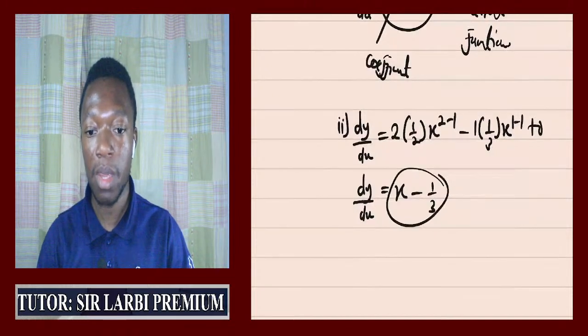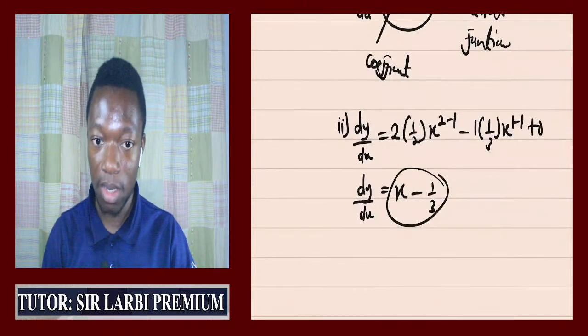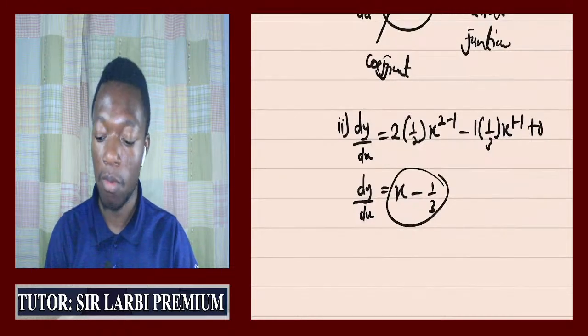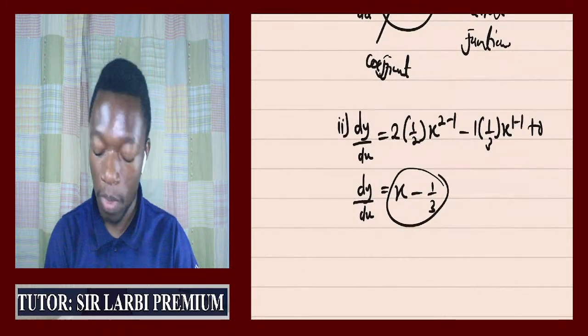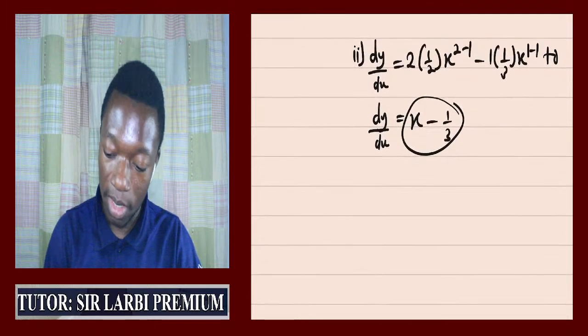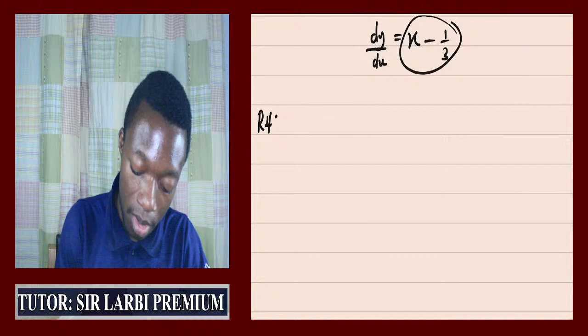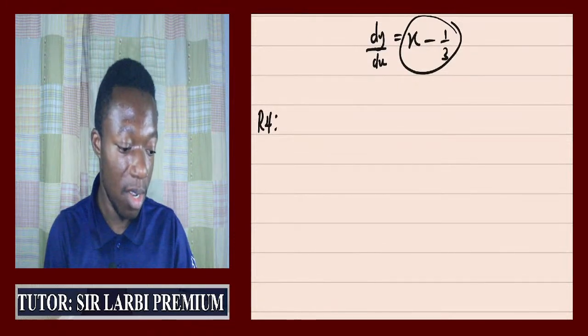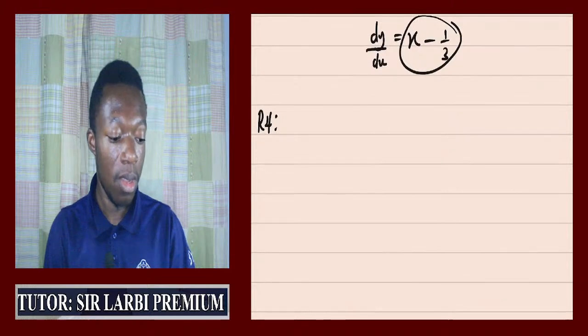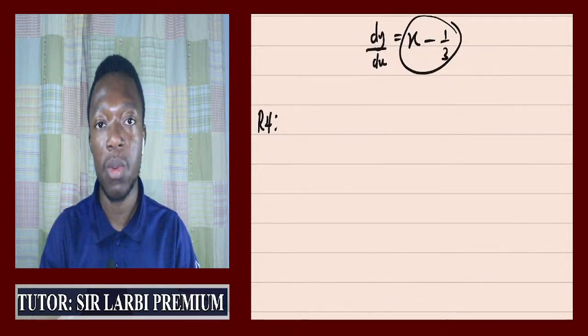So that is the sum and the difference rule. Rule number 4. So rule number 4, let's see. Let me check my slide. Rule number 4, how we differentiate what?